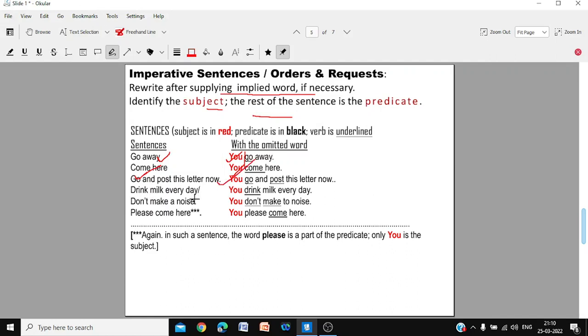Drink milk every day. Who will drink? You drink milk every day. So you is a subject. Don't make a noise. To whom are you saying? You are saying to someone. You don't make a noise. Please come here. Who will come here? Yeah, it is a request, but to whom are you making the request? To someone. So when you are saying to someone, you please come here, to that person, you is a subject. Now please is a part of the predicate.